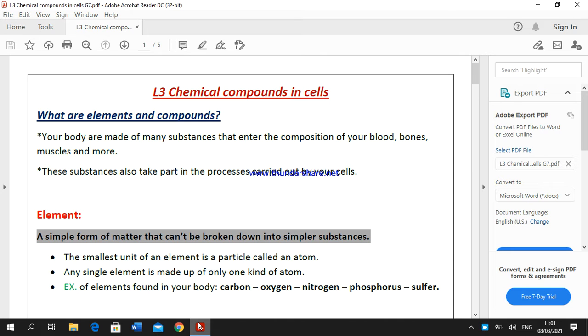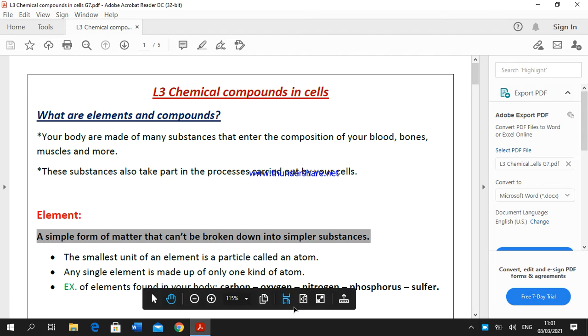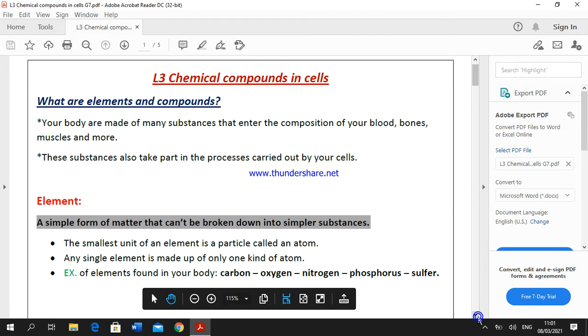We know that our bodies are made of many substances that enter the composition of blood, bones, muscles, and more. These substances also take part in the chemical reactions necessary for life. These substances are found in our bodies in two forms, element or compound. What is the difference between them?